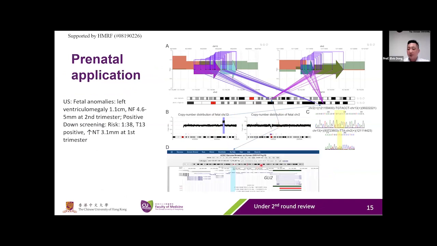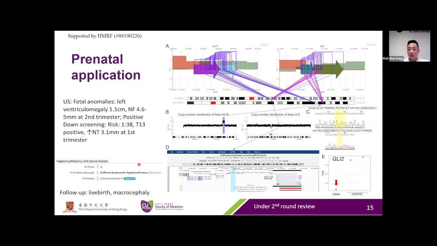So what would be the consequence? This is the insertion site in chromosome 2. The downstream of this insertion site is the gene GLI2, which is known to be haploinsufficient and cause holoprosencephaly. By doing RNA-seq for the cultured amniotic fluid with a gestational-matched control, you can see that the gene has a significant reduction of expression, which indicates that the dysregulation might result from this insertion.